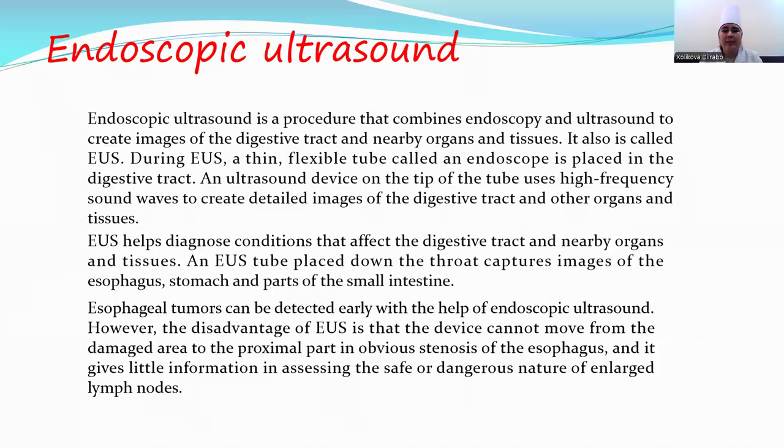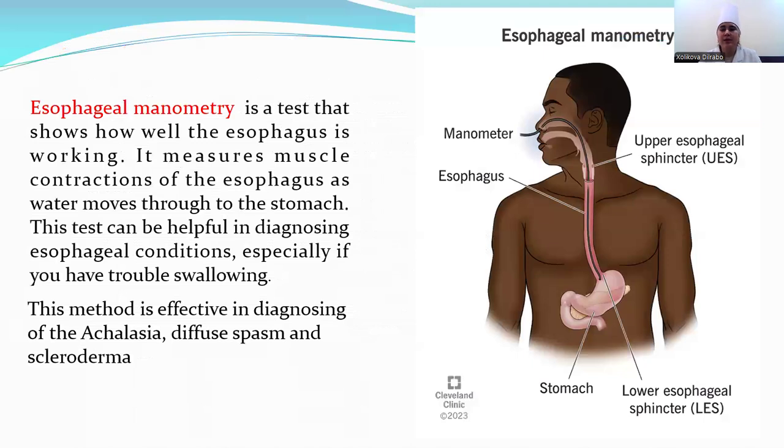Esophageal tumors can be detected early with the help of endoscopic ultrasound. However, the disadvantage of endoscopic ultrasound is that the device cannot move from the damaged area to the proximal part in obvious stenosis of the esophagus, and it gives little information in assessing the benign or malignant nature of the enlarged lymph nodes. Next examination method is esophageal manometry.